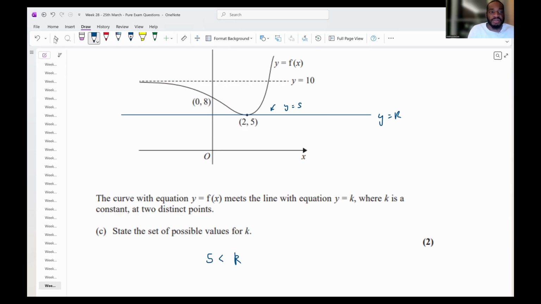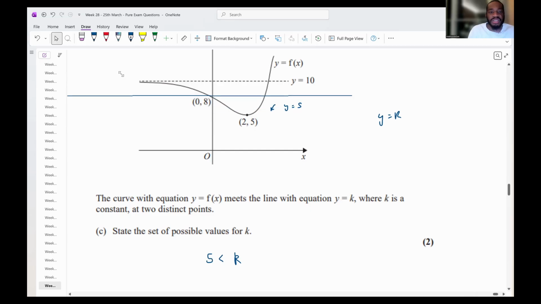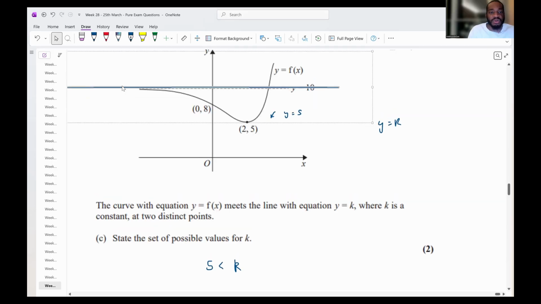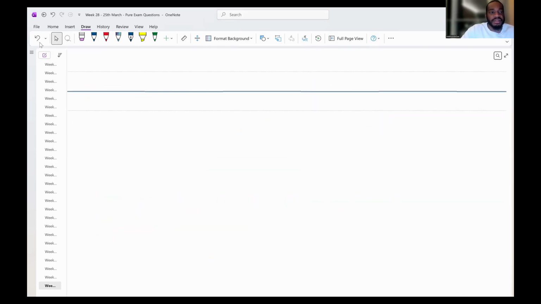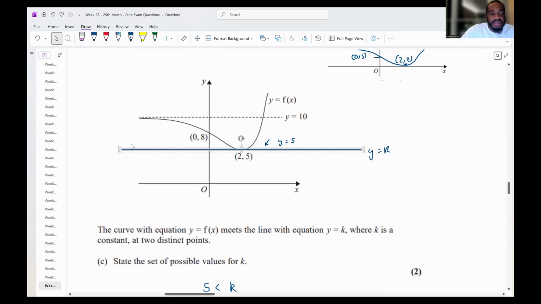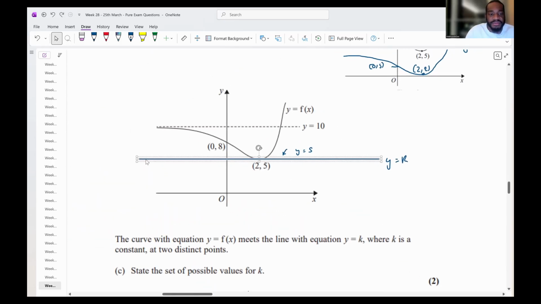Where is the upper bound, right? It's going to keep cutting it twice. When is it going to cut it once, right? Well, this is the asymptote. This is the asymptote at 10, right? When it gets above 10, it's going to cut it once. When you're below the asymptote, you're going to cut it twice. So it's actually going to range between 5 and 10.